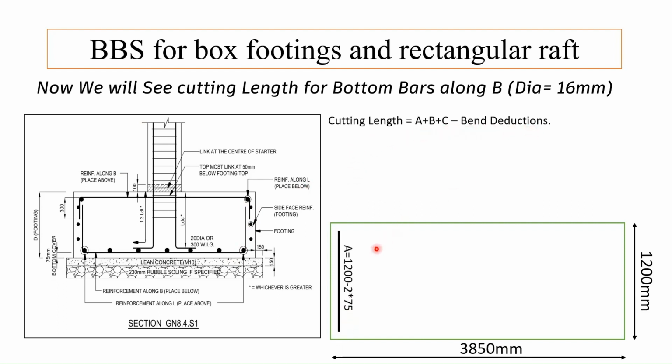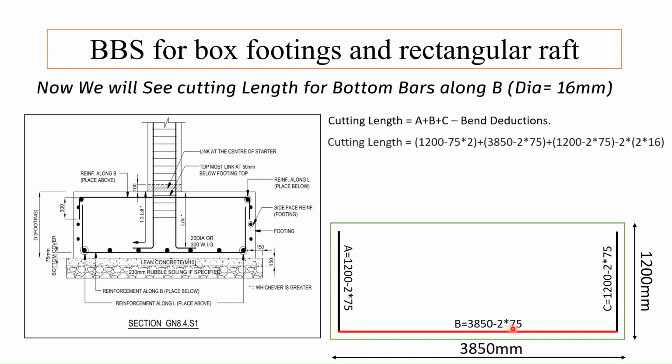The first segment will be A, which is equal to depth minus 2 into cover. Then we will come with B, that is 3850 minus 2 into cover. Then our last segment C, that is 1200 minus 2 into cover. So the cutting length will be (1200 minus 75 into 2) plus (3850 minus 2 into cover) plus (1200 minus 2 into cover) minus bend deductions. Our dia of bar is 16 mm. So this is dia of bar, this is bend deduction for 90 degree, and these are the number of bends.